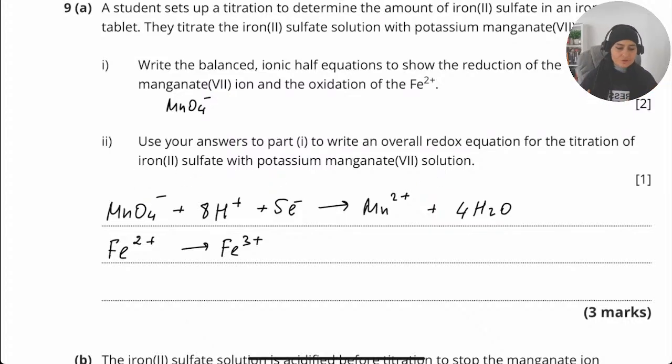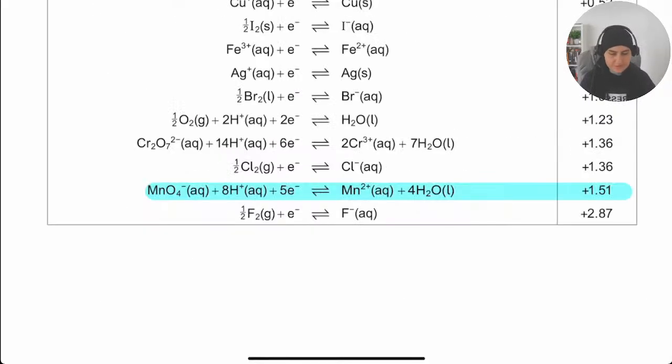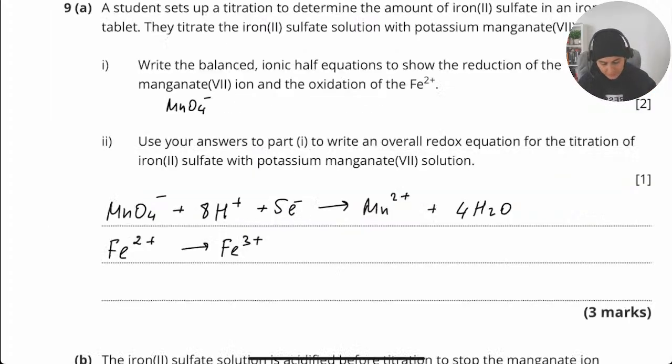Okay, and of course we could also check with the data booklet just in case, because this reaction is there, so you could have just copied it from there. 5 electrons, 8H plus, 4H2O, so all good. Well, in the second equation, iron is balanced, no hydrogens, no oxygens, we don't have to do anything. And then I just add an electron here to balance the charge, so it is +2 on both sides. Fine. And then to write the overall equation, this was part 1.